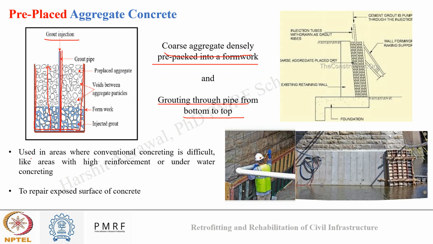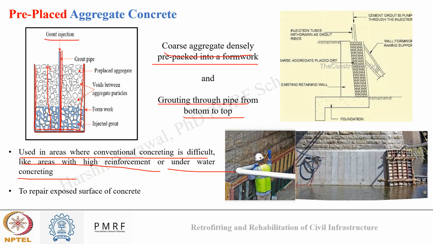Such repair is generally used when conventional concreting is difficult to carry out, for example in areas where high reinforcement is present or where underwater concreting needs to be done. Okay, take the case of a bridge pier which is in direct contact with water, where the concrete surface has undergone severe erosion, like uniform degradation at the surface, and I want to restore the cover of the concrete.